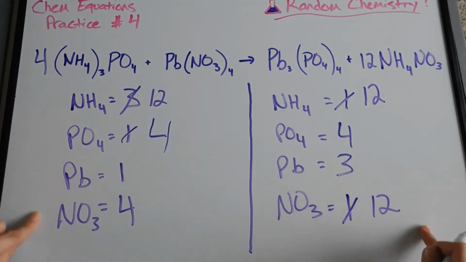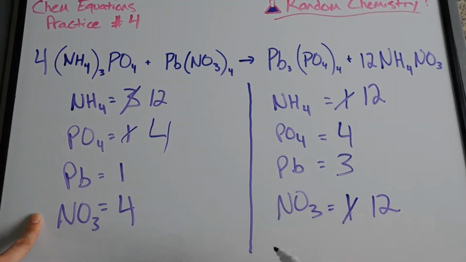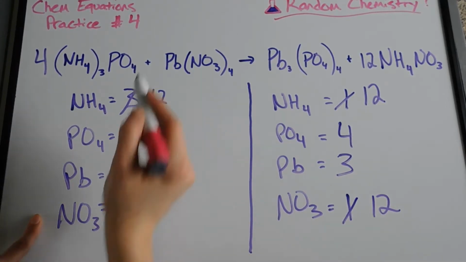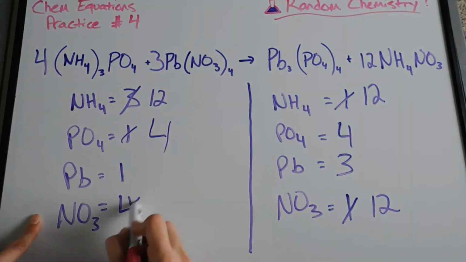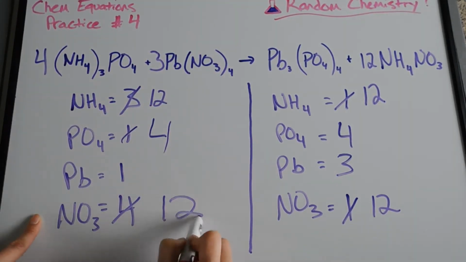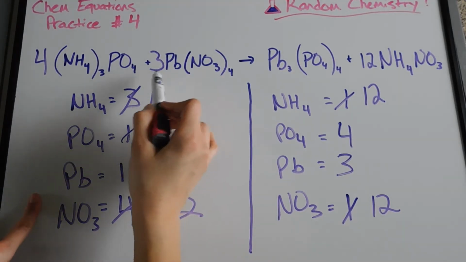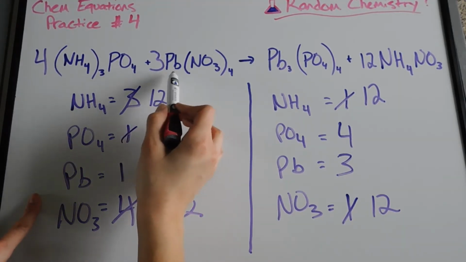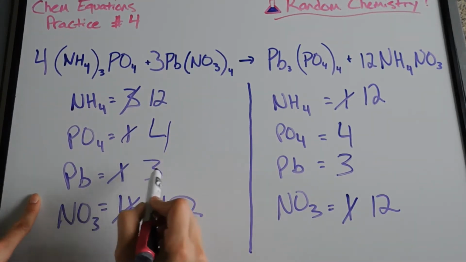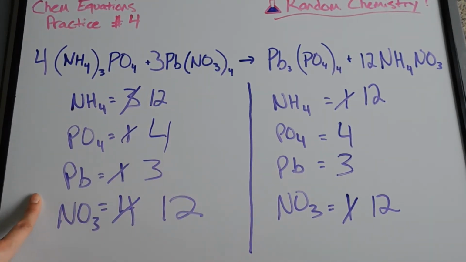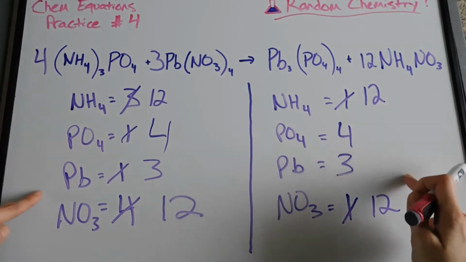So now let's balance NO3. We have 4 on this side and 12 on this side. To go from 4 to 12, we need a coefficient of 3. So we'll put a 3 here. So 3 times 4 is 12. So now that's balanced, but let's not forget to multiply the PB. So 3 times 1 is 3. Oh, and it worked itself out. So we've got 12, 4, 3, 12.